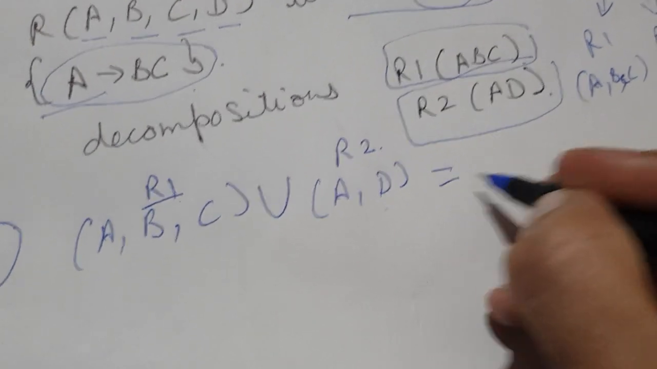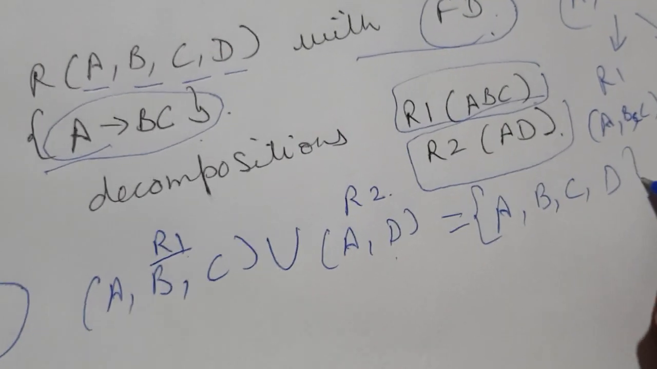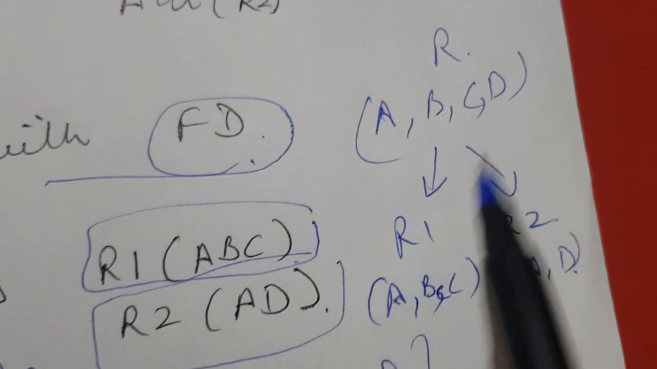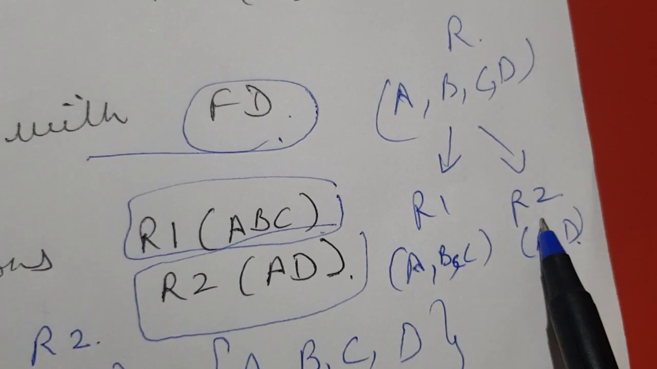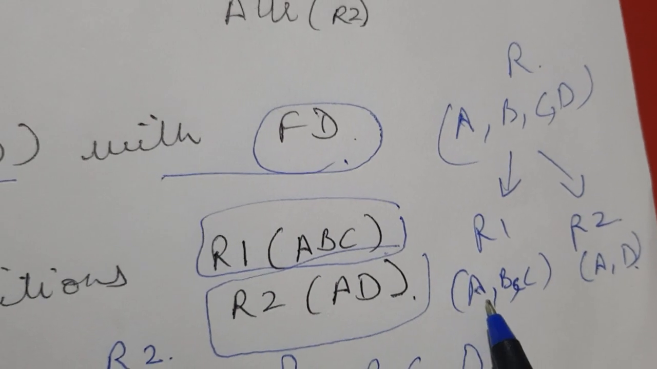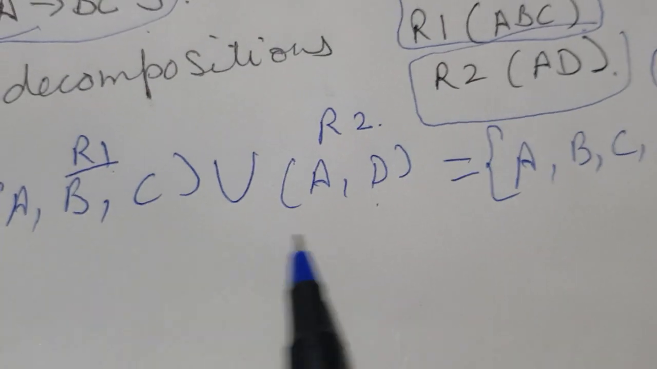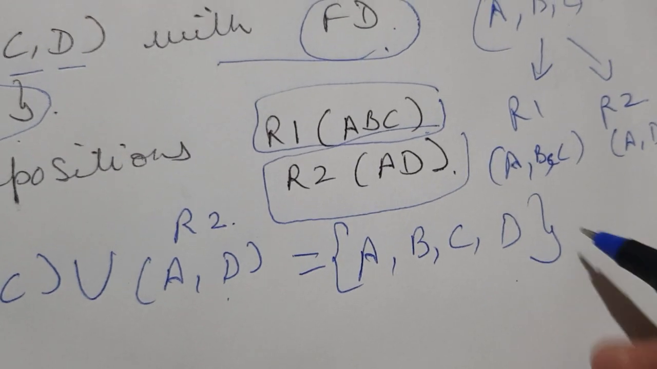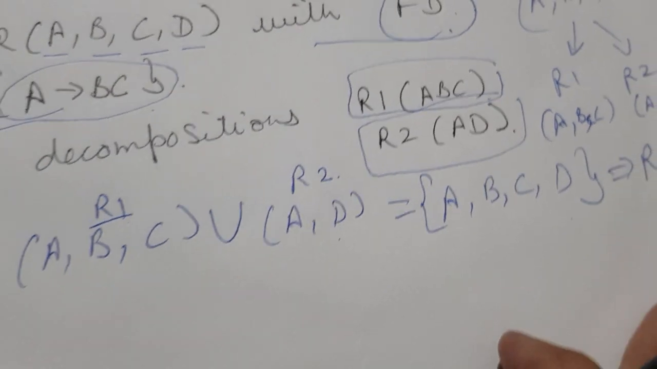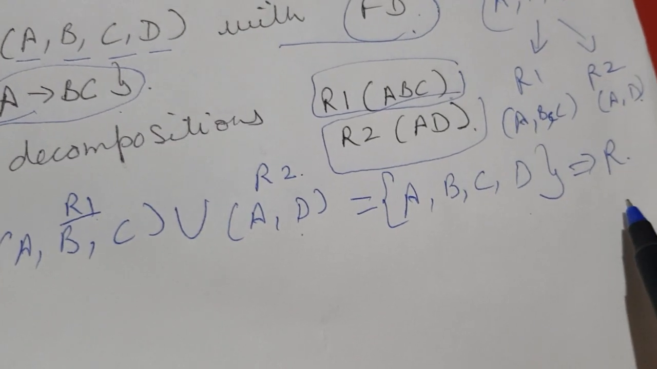What will we get from this union? We will get A, B, C, D, all the 4 attributes. Now have a look at the original relation. Original relation was A, B, C, D, and this was decomposed into 2 relations, R1 and R2. In R1 we had A, B, C, in R2 we had A and D. So when we perform union of R1 and R2, we get the original relation R back. So the first condition is satisfied. It means after performing the union of attributes of sub-relations, we get the original relation back.